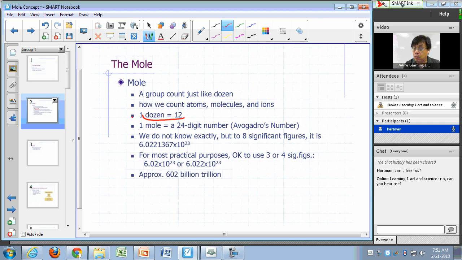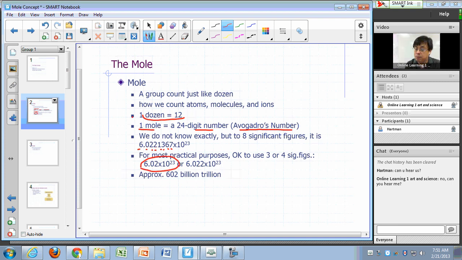So 1 mole represents what we would call Avogadro's number, which is a 24-digit number. We don't know all 24 digits exactly. It's an exact number, but we don't know what all those digits are. But the first 8 significant digits are 6, 0, 2, 2, 1, 3, 6, 7. Okay, so the number itself is 6.02 times 10 to the 23rd.